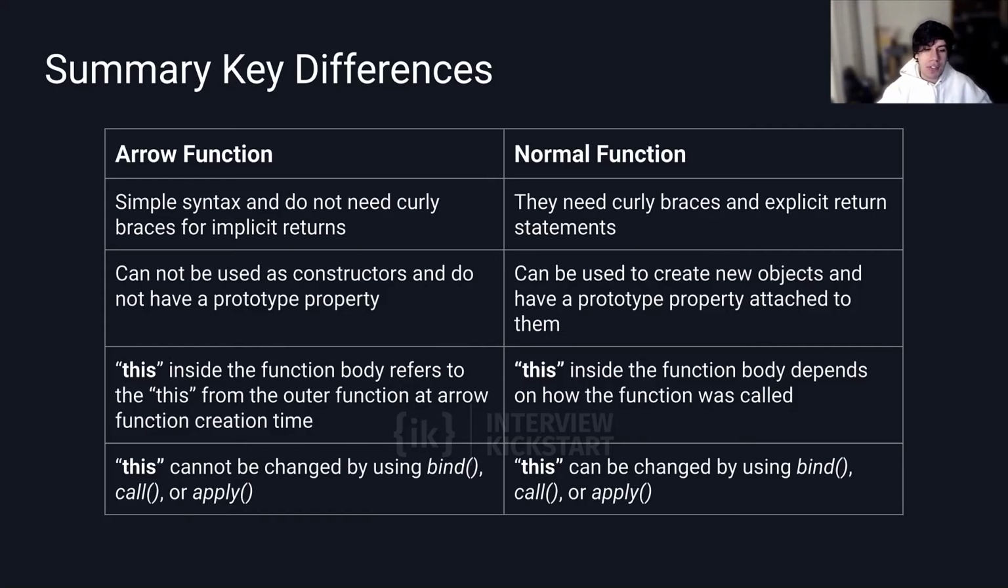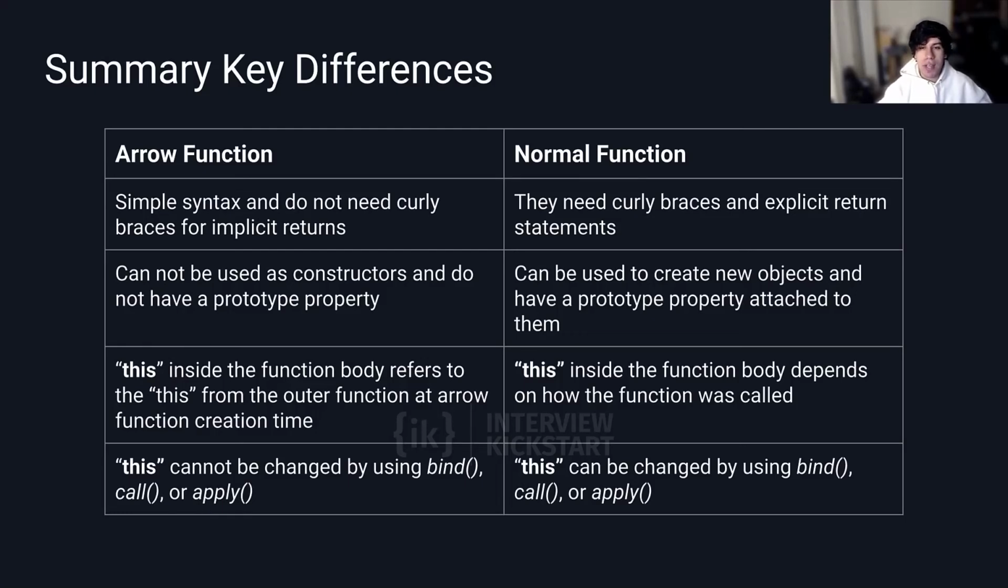The this inside of an arrow function refers to the this of the outer function when the arrow function was created. And I mentioned before that that's the golden rule of knowing the this in arrow functions. So if you take anything away from this, it's that the this in arrow functions is set when that arrow function is created to whatever this was in the containing scope when that arrow function was created.